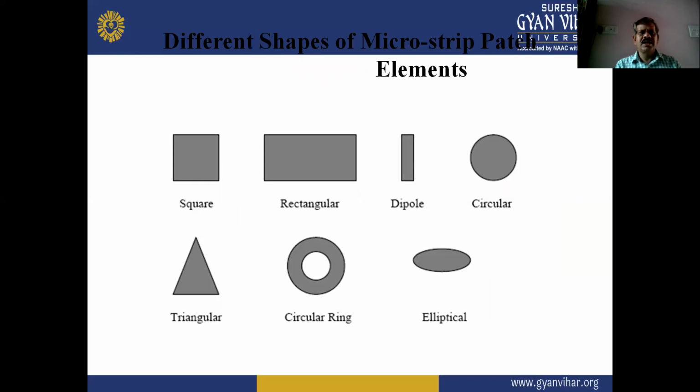So we can design microstrip patch antennas in different shapes. These are some shapes: square, rectangular, dipole, circular, triangular, circular ring and elliptical. So we can design a microstrip patch antenna in these given shapes.